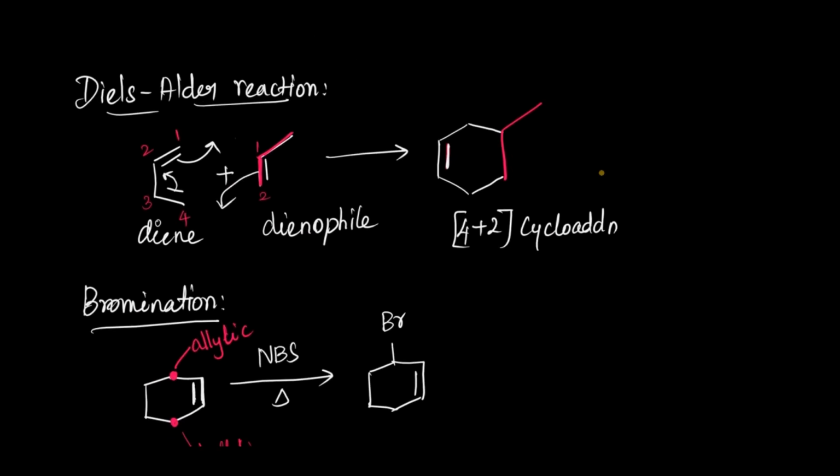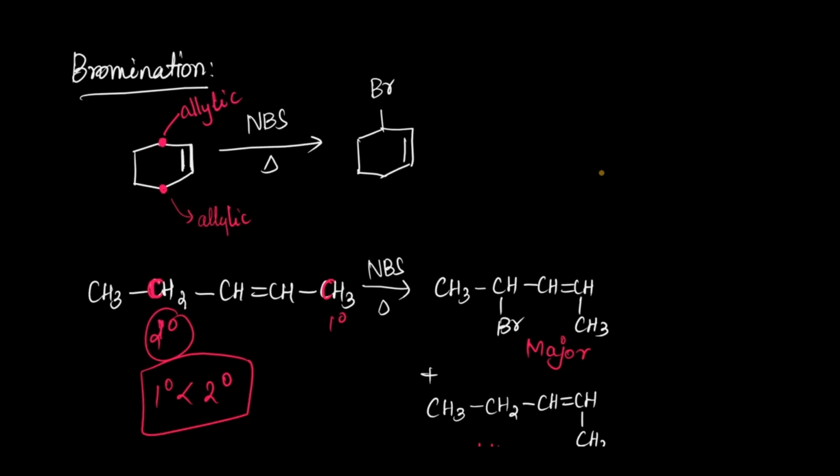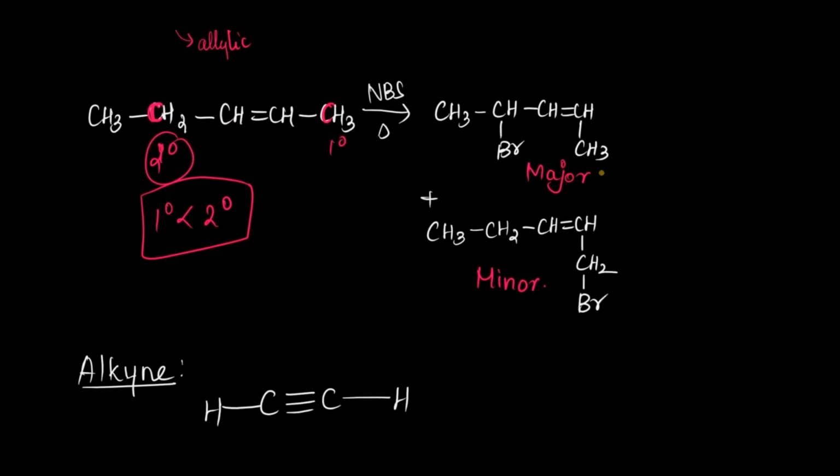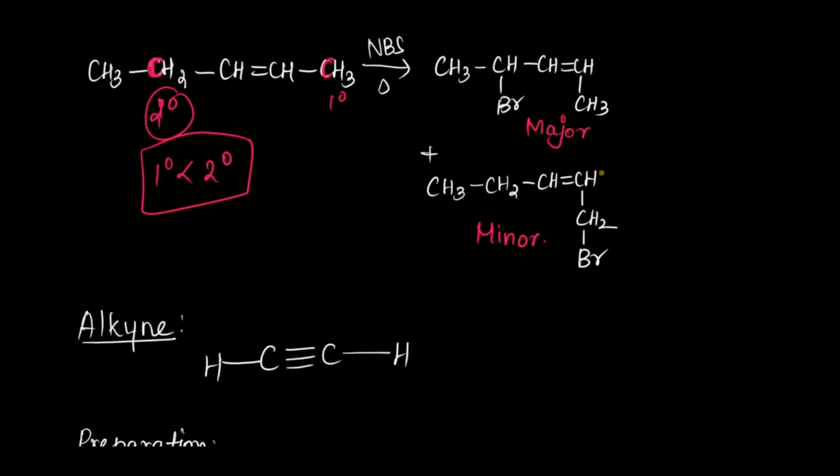Diels-Alder reaction, that is 1,4 addition, a 4+2 cycloaddition, happens with a diene and a dienophile to form the product. Bromination of the allylic part using NBS, N-bromosuccinimide, will give you the allylic hydrogen replaced by bromine. As you can see, NBS will only attack the allylic carbon.